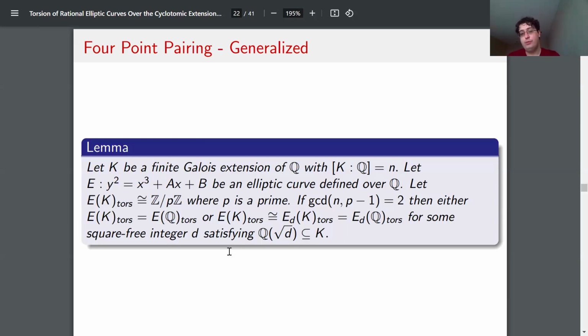But if the GCD is 2, then either all torsion are rational on E, or I take the isomorphism, I go to the D quadratic twist, and now all torsions are rational in that quadratic twist. Importantly, D is a square-free integer such that root D is contained in K, so that I have my isomorphism. How do we prove this? This GCD equal 2 condition is a way to circumvent, to relax that condition, extension degree not divisible by 2.